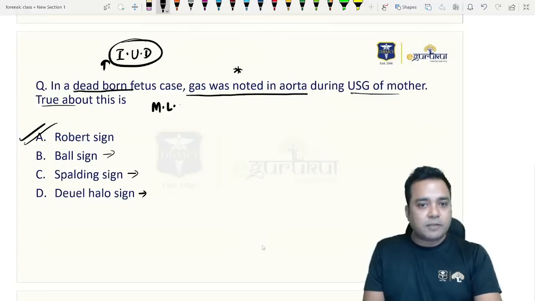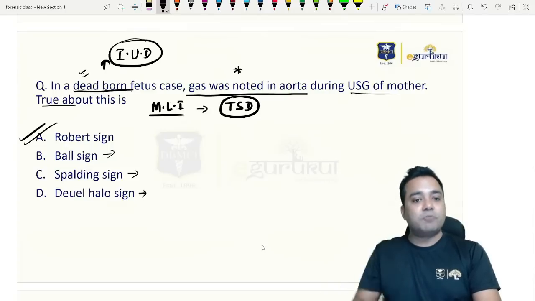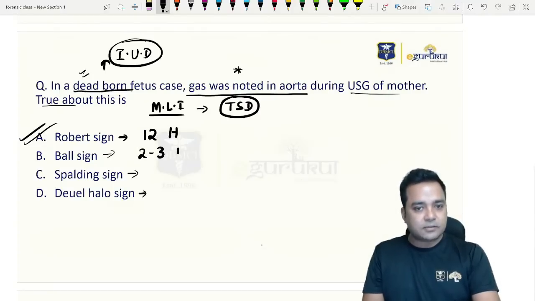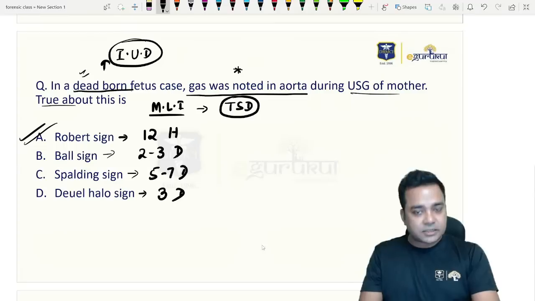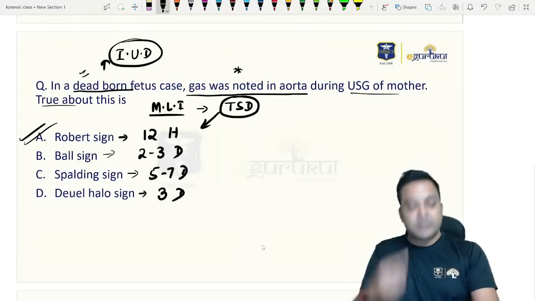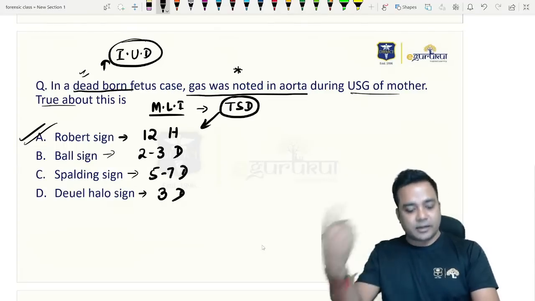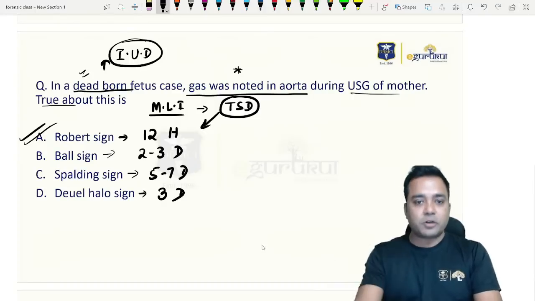What is the medico-legal importance of these signs? They help us to estimate time since death of this intrauterine death fetus case. Robert's sign is earliest seen at about 12 hours of death. Ball sign at about 2 to 3 days. Spalding at about 5 to 7 days. Double halo sign at about 3 days. We are estimating time since death, and that is why these questions will be asked again and again.